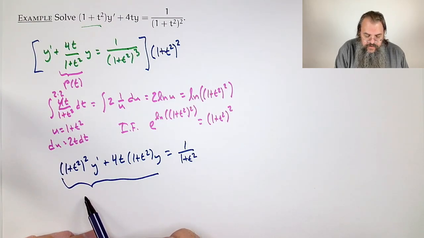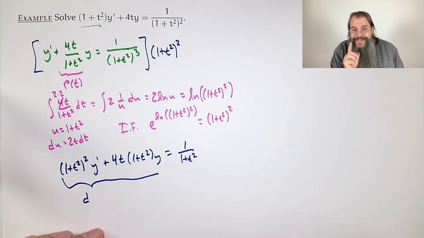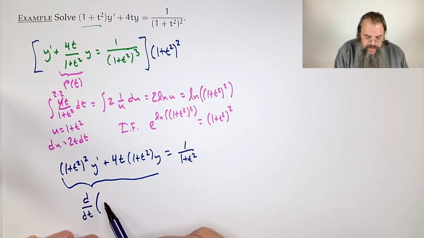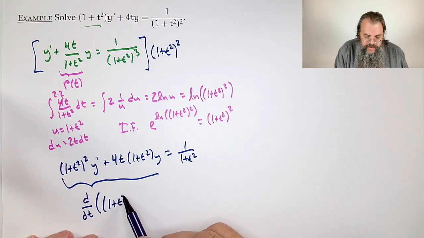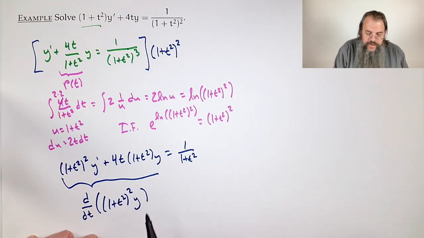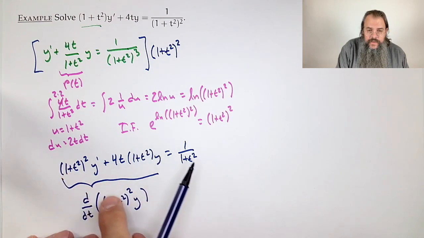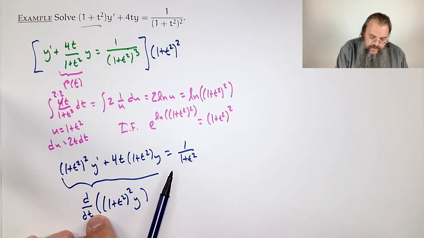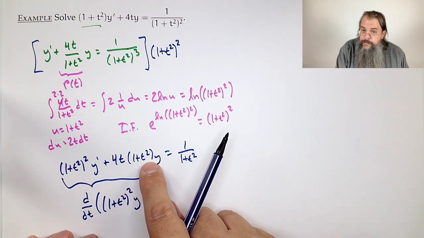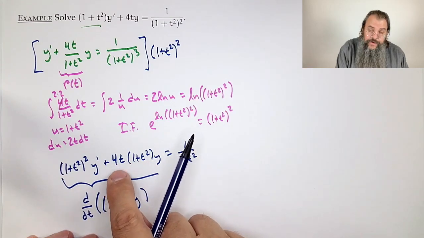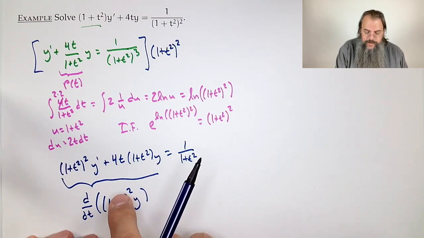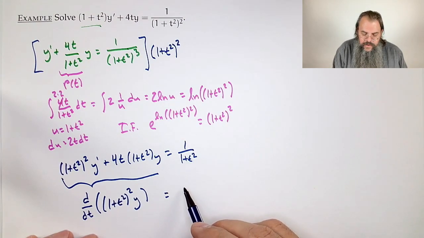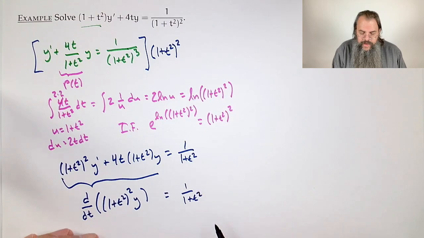Now, this, by design, it's set up so it works this way, is the derivative of something, namely our integrating factor and y. And you can check, right? Take the first times the derivative of the second, that's y prime. Now take the derivative of the first. 2 comes down, 1 plus t squared, times the derivative of 1 plus t squared, which is 2t. 2 times 2t gives us 4t. Yeah, so this is, in fact, the derivative that we claim it is. All right, and that should equal 1 over 1 plus t squared.